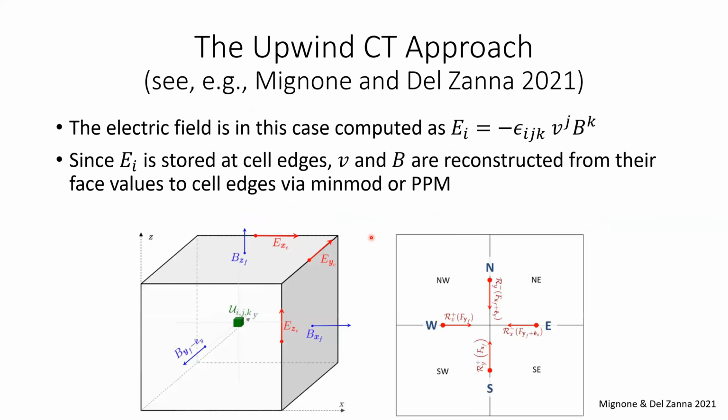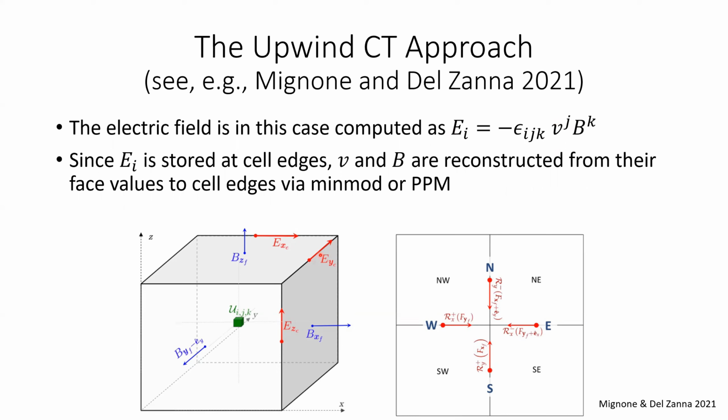Then later we decided to switch to the upwind CT approach, which is described in many papers. For example, in this paper by Mignone and Del Zanna 2021, you can find a very good description of the method, as well as some tests comparing these methods with other methods. And in this case, instead of computing the electric field from the fluxes computed at the face, you compute the electric fields directly from the velocity and the magnetic field. In ideal MHD, indeed, there is a relation between the electric field, the velocity of the fluid, and the magnetic field. In particular, the electric field is just equal to minus the cross product between the velocity and the magnetic field.